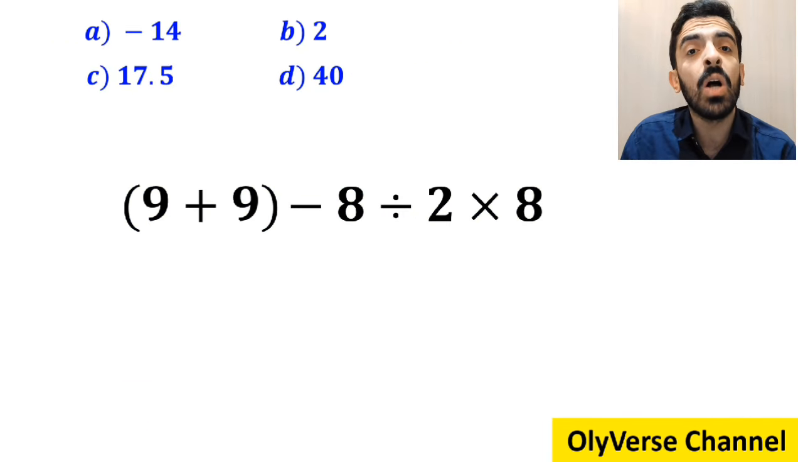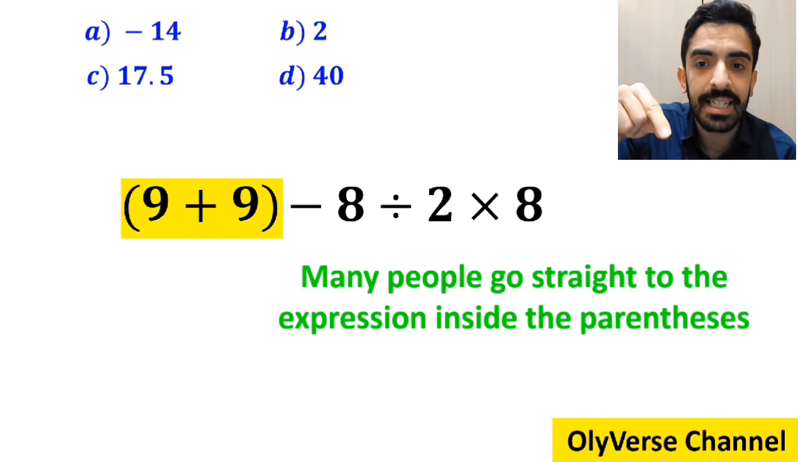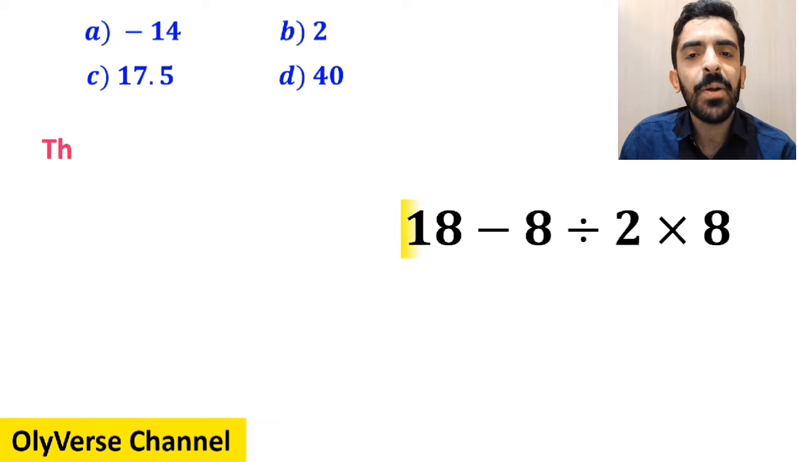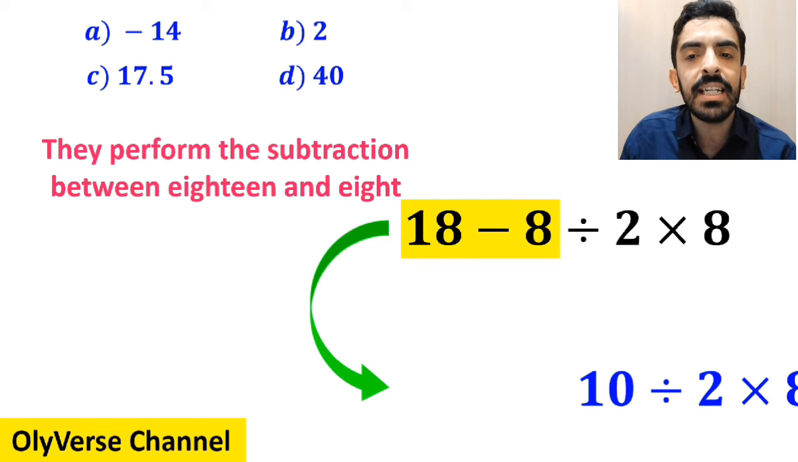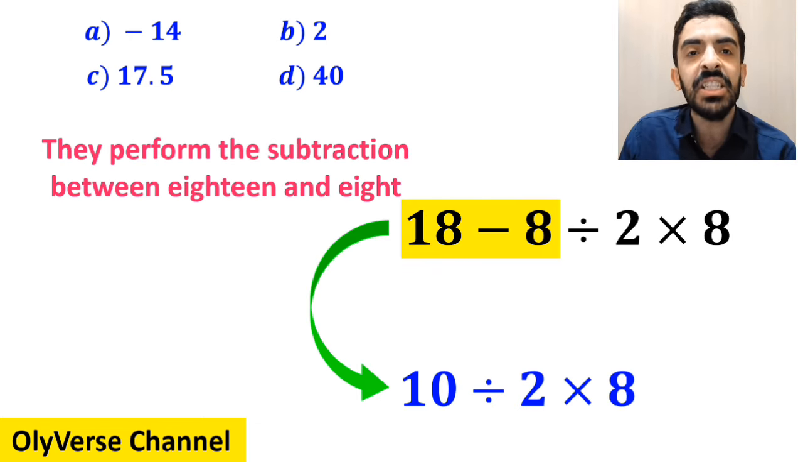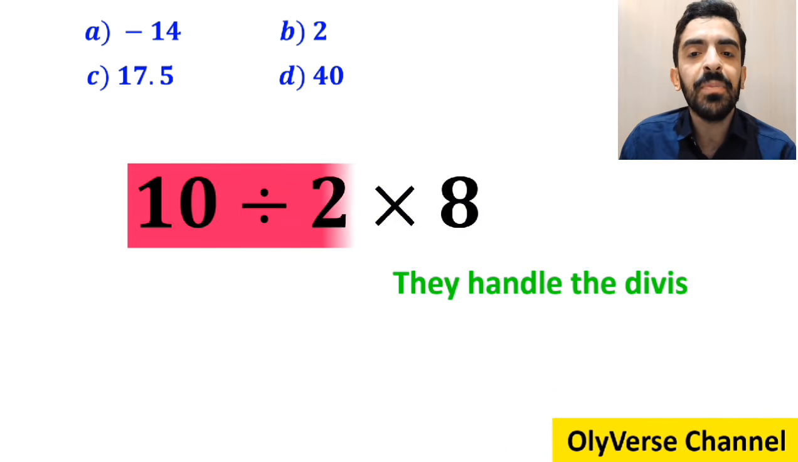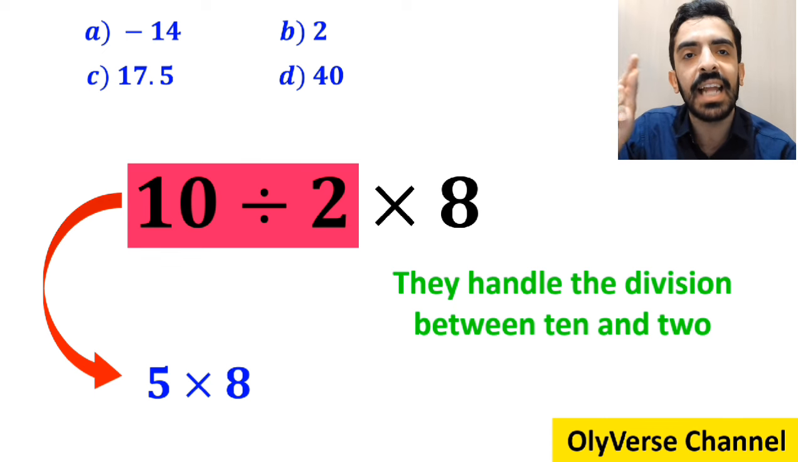In the first step of solving this question, many people go straight to the expression inside the parentheses and simplify the whole expression to 18 - 8 ÷ 2 × 8. In the next step, they perform the subtraction between 18 and 8, simplifying this expression to 10 ÷ 2 × 8. In the final step, they handle the division between 10 and 2 and rewrite this expression as 5 × 8.